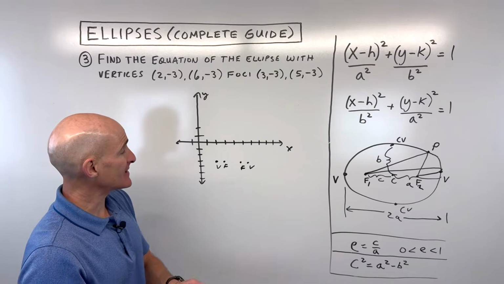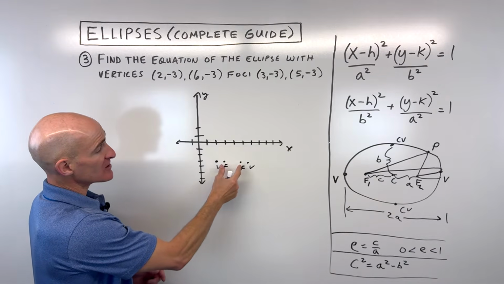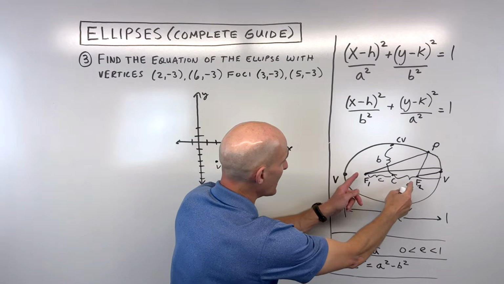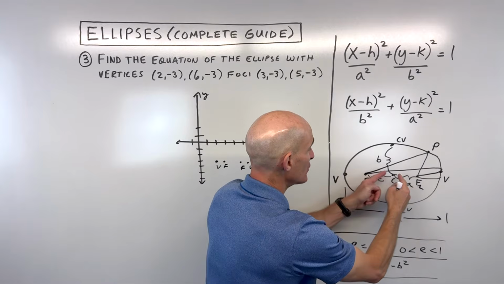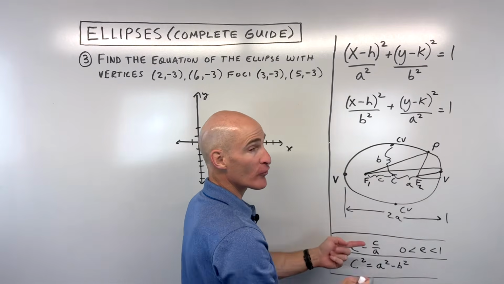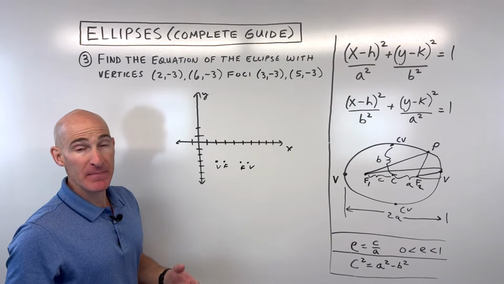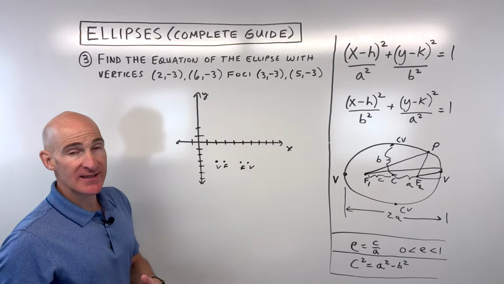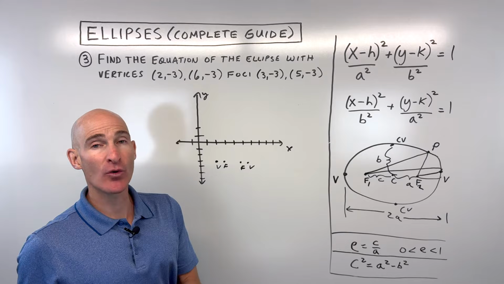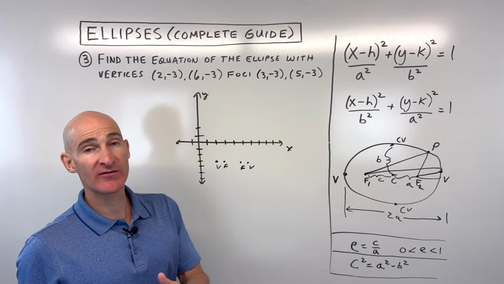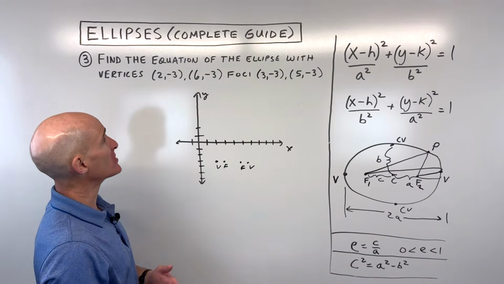Now keep in mind that the center of the ellipse is going to be halfway between the foci, halfway between the vertices, halfway between the co-vertices. So we can use any two of those points to find the midpoint. And remember, the midpoint is the average of the x's and the average of the y's, meaning you add up the two x coordinates, divide by 2, you add up the two y coordinates, divide by 2.